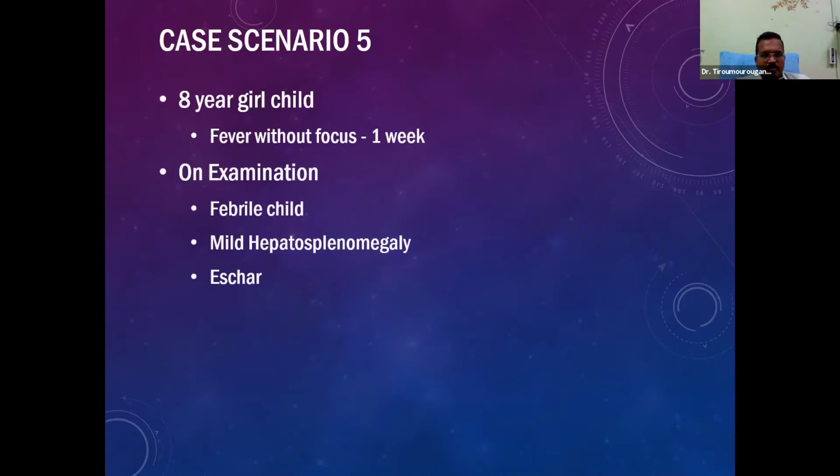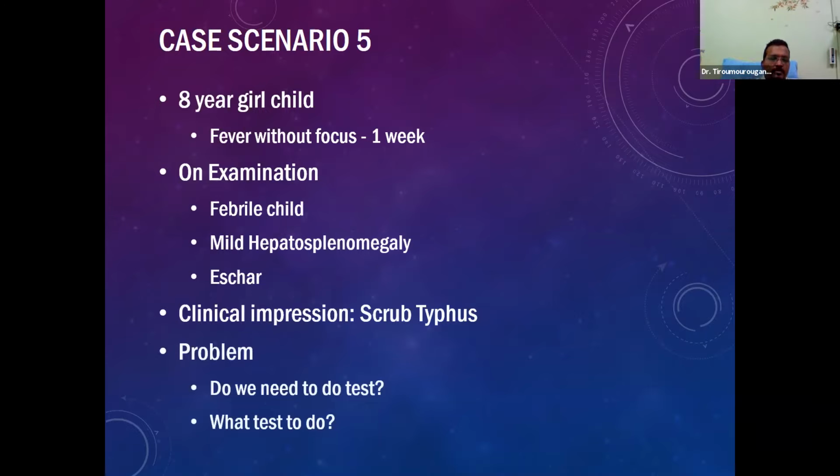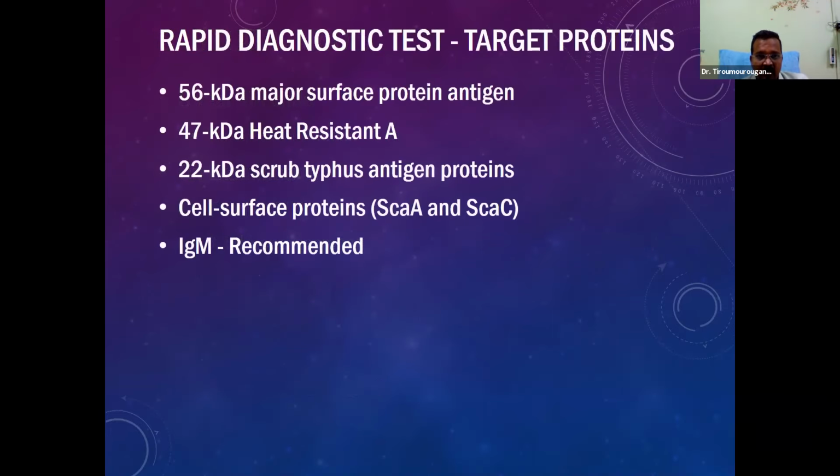Another 8-year-old girl presenting with fever and without focus. On examination, again a febrile child, mild hepatosplenomegaly, but here we have got an eschar. We diligently looked into the axilla, into the groin, and found that this child had a small ulcer in the groin, and on looking at it, it was a clear-cut eschar. So we think it is scrub typhus. Now, do we need to do any other test? And if so, what test do we want to do? Is an eschar just not sufficient enough?